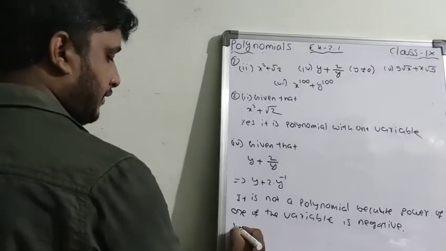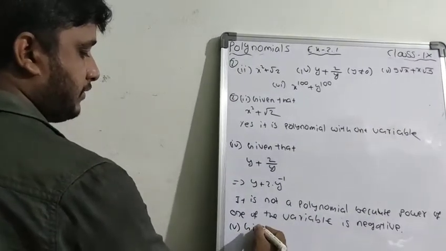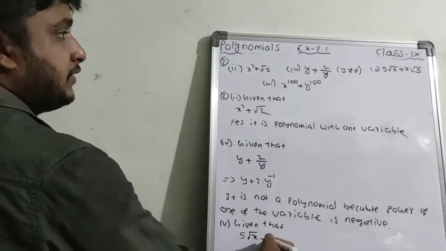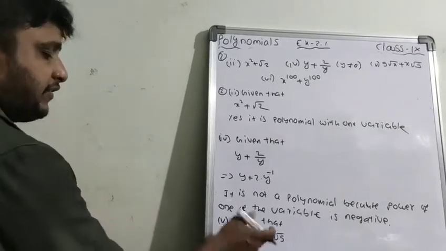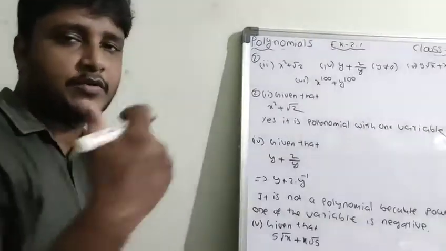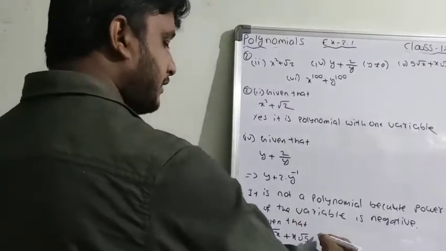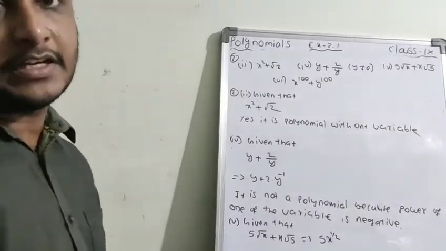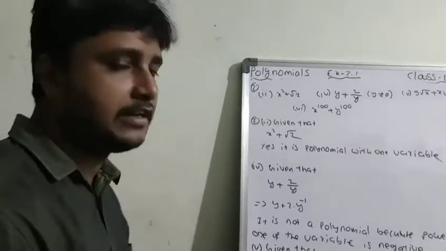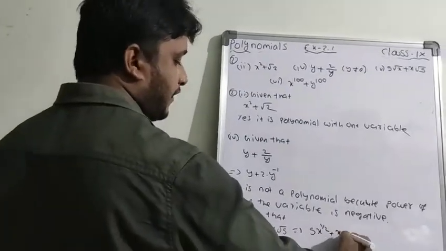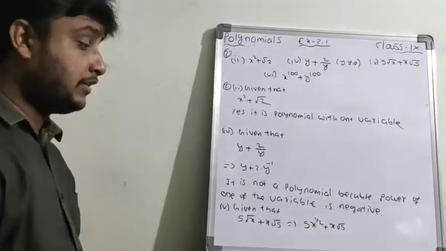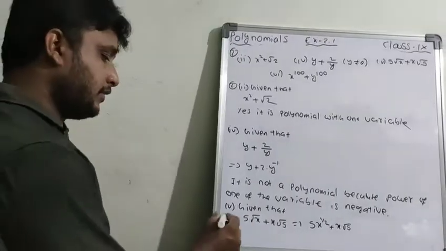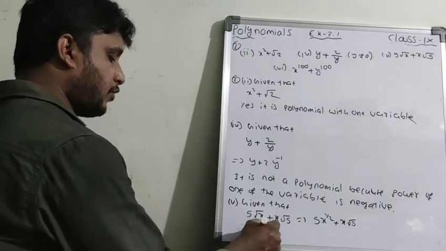Fifth one, given that, what is the question? 5 root x plus x root 5. So here one variable only, but we have to check the powers of the variables. So 5 root x we can write as 5 into x to the power of 1 by 2. This is the meaning of root x. Already we discussed in the last exercise in real numbers. So plus x into root 5. Root 5 we have no problem, it is a coefficient only. But the power of the variable is a rational number. So it is not a polynomial.